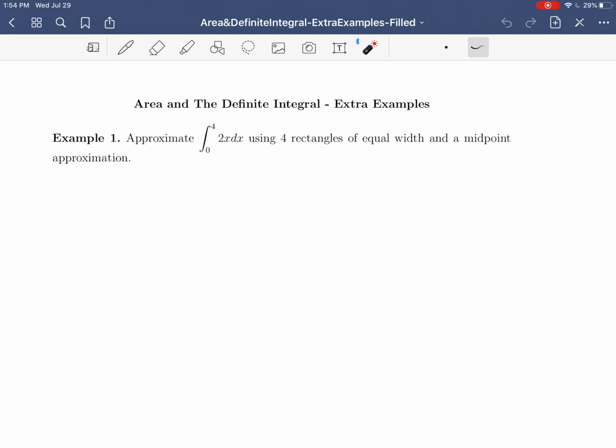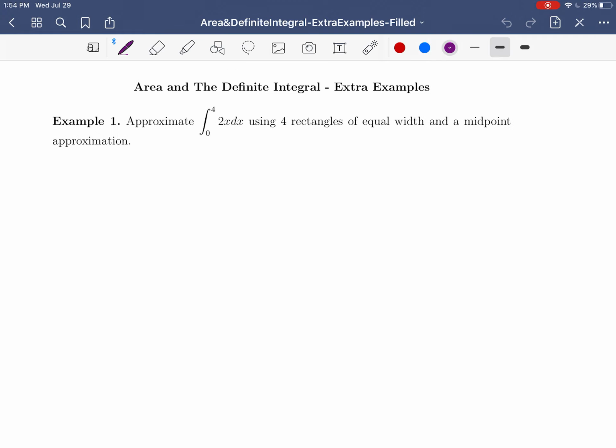So in this video, we're going to do an extra example of approximating a definite integral, in particular the definite integral from 0 to 4 of 2x dx using area. Okay, so we're going to use 4 rectangles. They all have equal width, and the midpoint approximation, just to be different in this one.